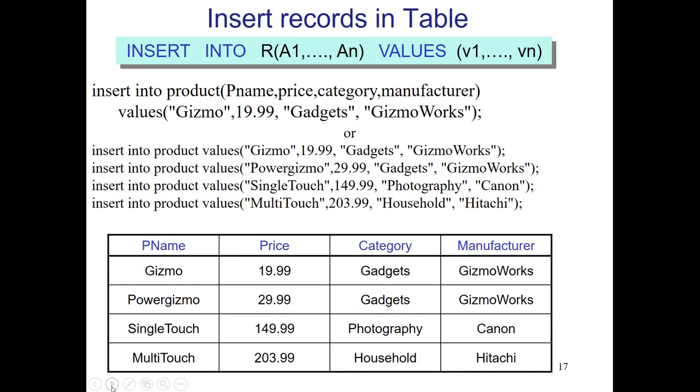To insert some values in a table, the actual syntax is insert into table name, list all the attributes separated by comma. Then the next keyword is values. Within bracket, we have to specify all the values. For example, to insert a value in a table called product, insert into product of pname, price, category, manufacturer, close the bracket, values, and you have to list all the values separated by comma. If the value is varchar, it should be enclosed within double quotation. If the value is numeric, you need not enclose it with double quotation. These are some of the examples of insert statement.